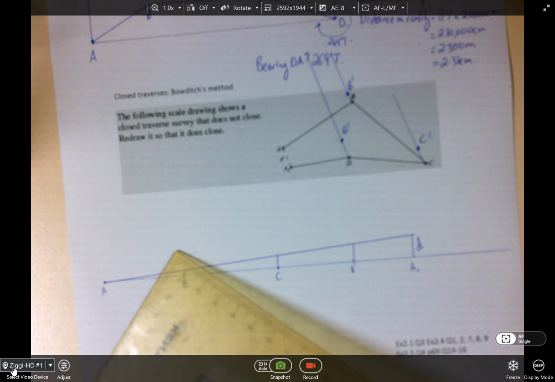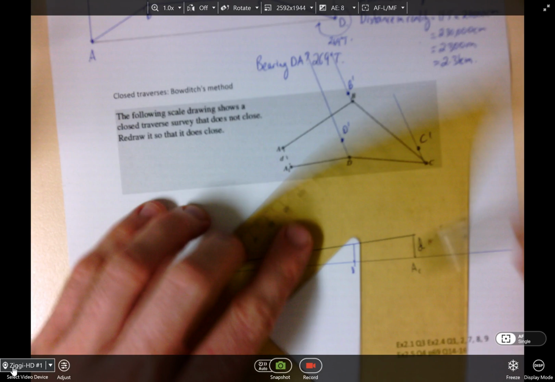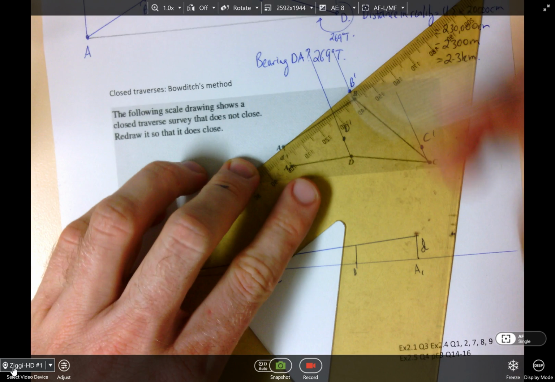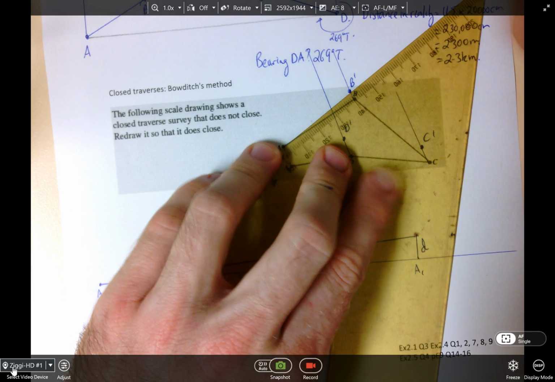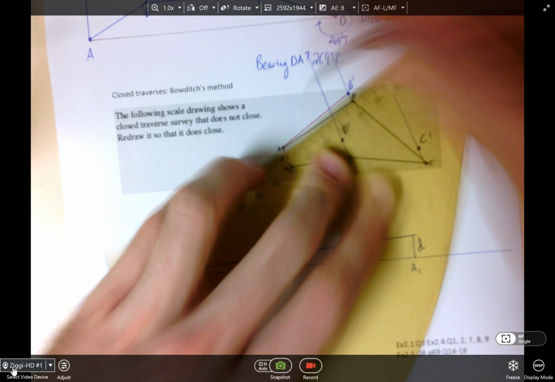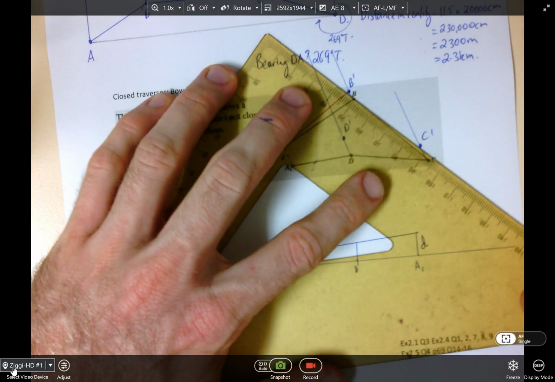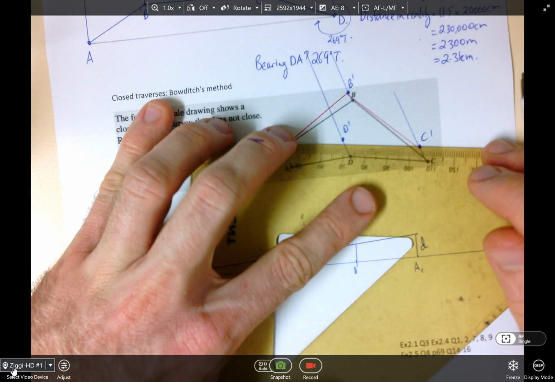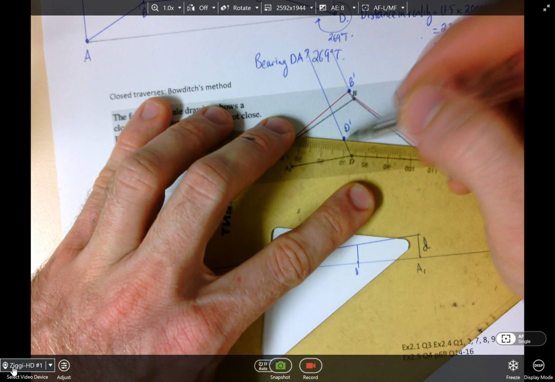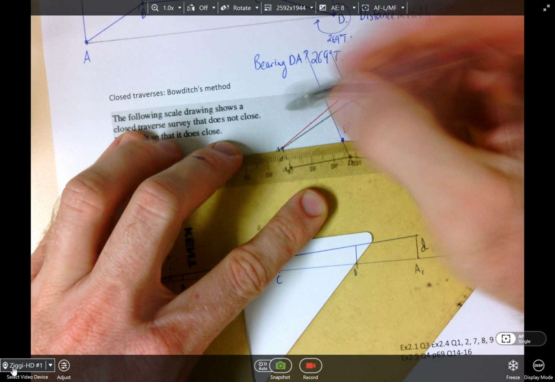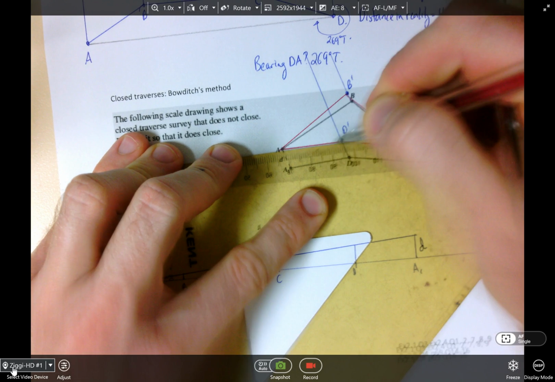And then we can join these new dots. So the A is just going to remain the same. I'm going to go now to this new B point that I've made, to the new C point that I've made, to the new D point, and then I'll be able to go and close the survey.